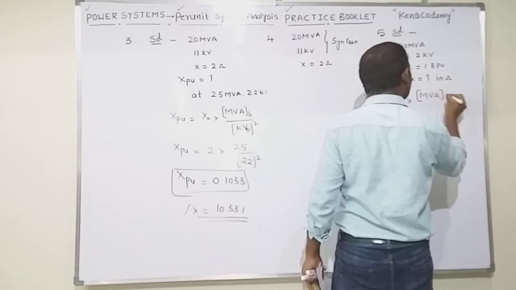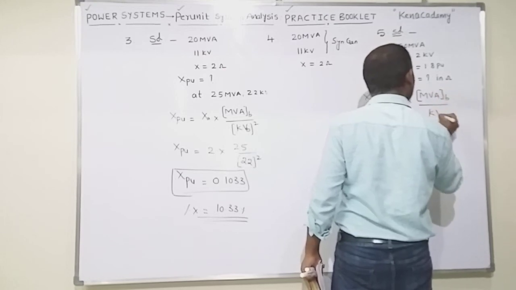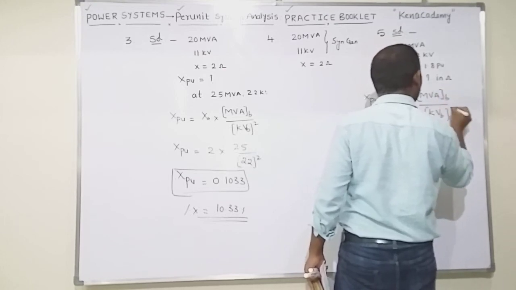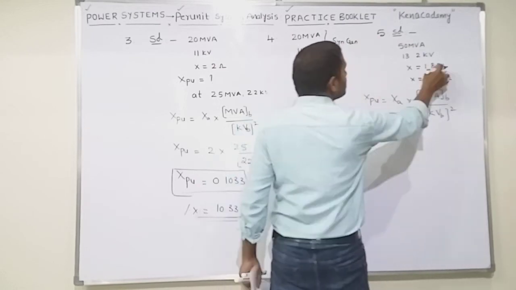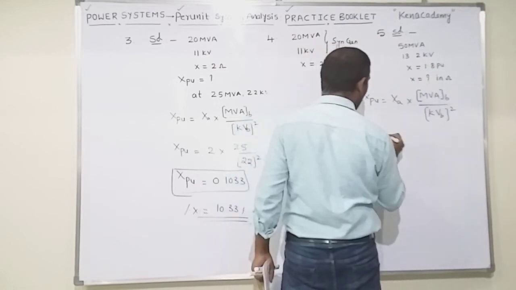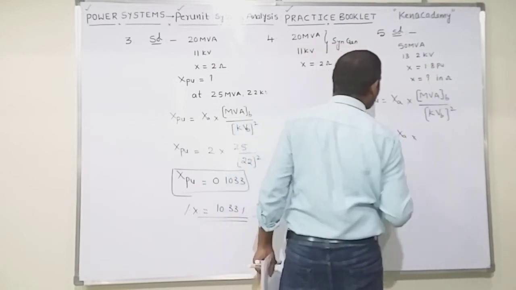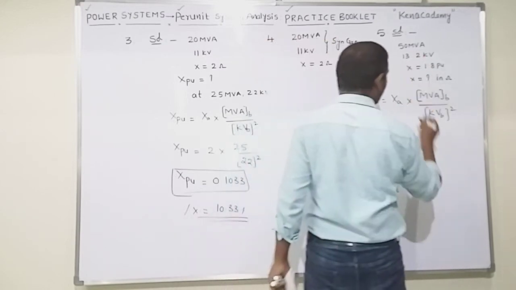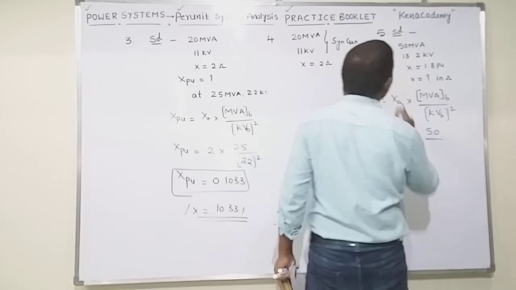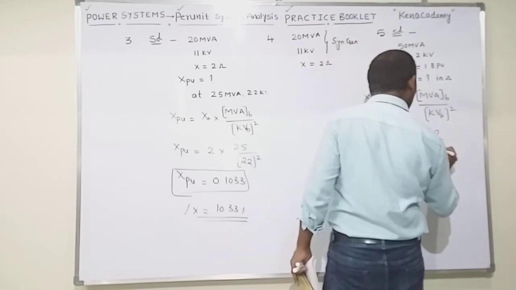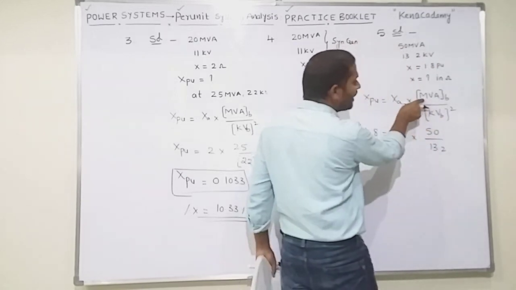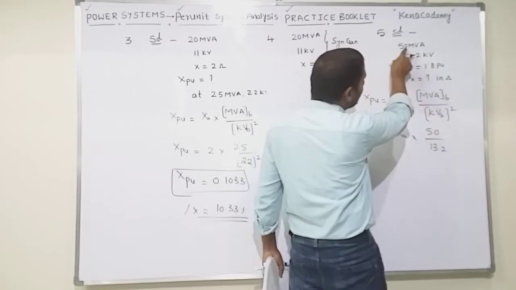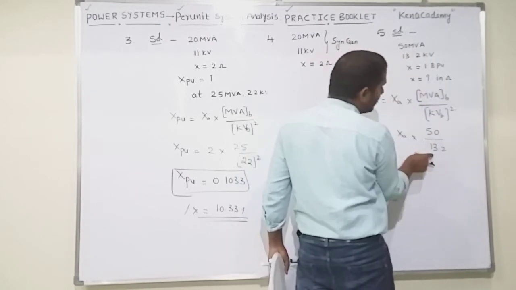MVA base by KV base square. What is the per unit reactance given? 1.8. But you want to find the actual reactance. Per unit reactance is given. Then what is the base MVA? 50. Then what is the voltage? 13.2. See, this formula is directly in MVA and kV. That's why I directly took 50 and directly took 13.2.